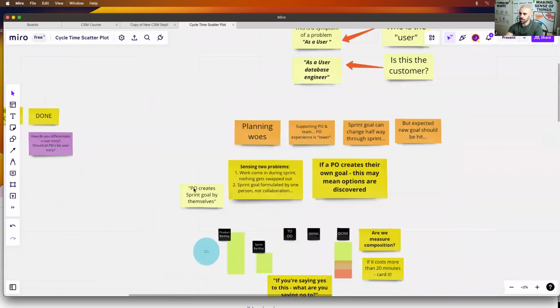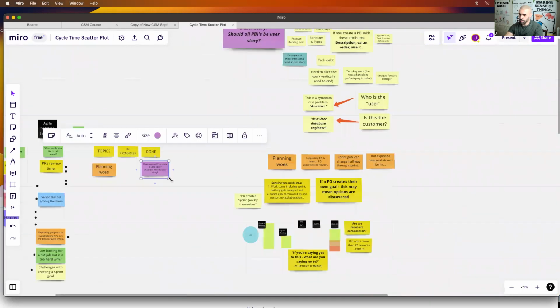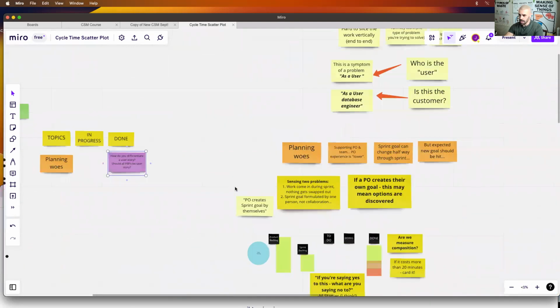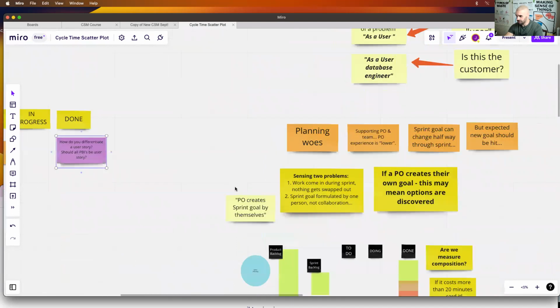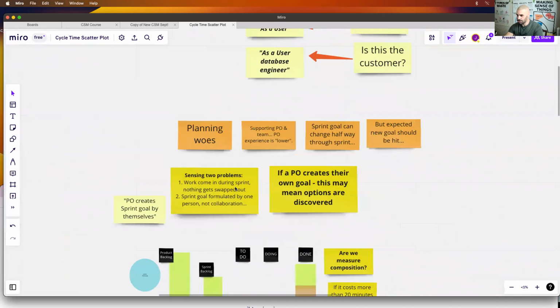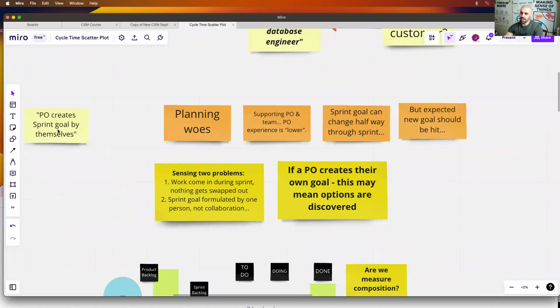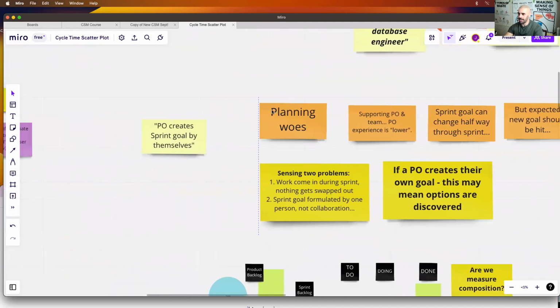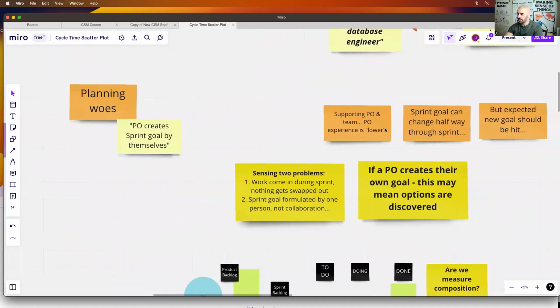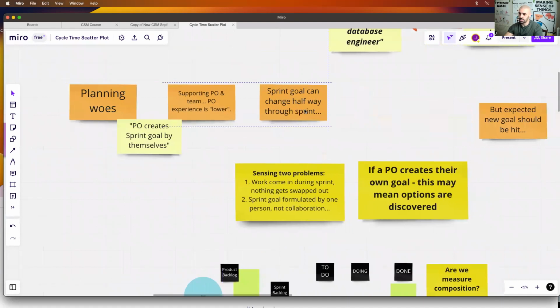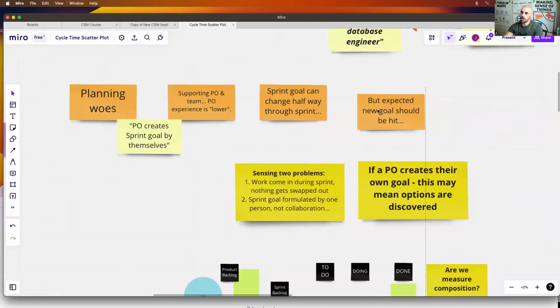PO is creating sprint goals by themselves. There's a bit more to this, and I don't want to get this too wrong, but this is something which was to do with planning, and it was called planning woes. And here's some sound bites on that conversation. Yeah, supporting PO and team. PO experience is lower. Sprint goal can change halfway through, but expecting new goal should be hit.